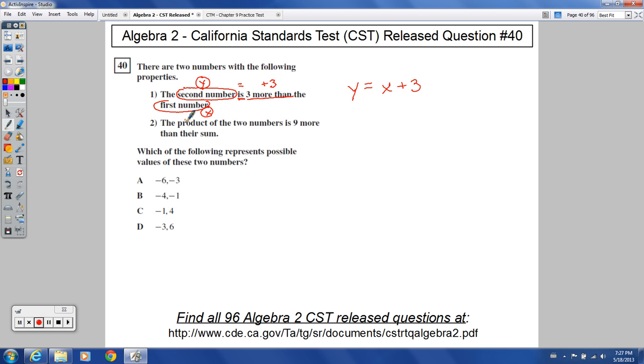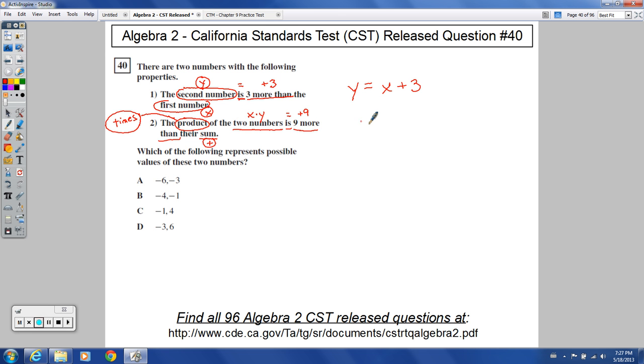And then number 2, the product. I'm not going to write x for times because it looks like my variable. When I see the word product, mathematically I'm thinking I'm multiplying these two things together. So the product of the two numbers, that's going to be x times y, which equals 9 more than. When we see that, that's a plus 9 or a 9 plus, I can think of it either way. 9 more than their sum. And so the sum, I'm thinking I'm going to be adding things together.